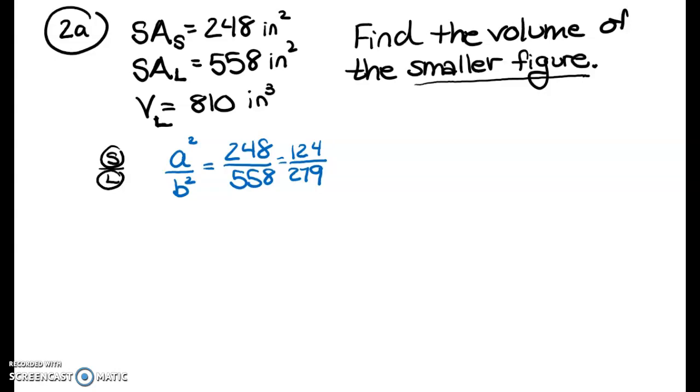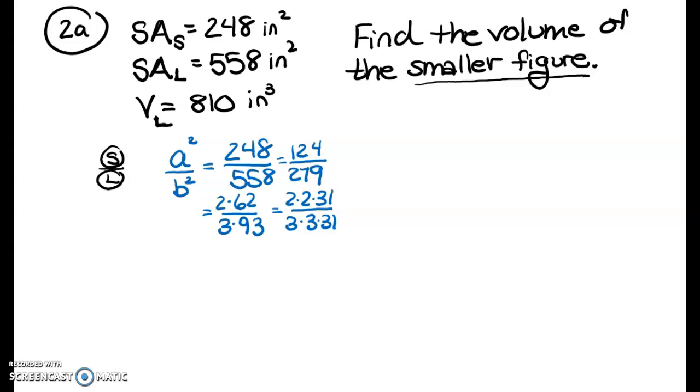16, 18, I know 3 goes into this. How many times does 3 go into this? 3 goes into 279, let's see, 93 times. And 3 goes into 93, 31 times. I know 3 does not go into 124, but I do know that 124 is 2 times 62, and I know that 62 is 2 times 31.